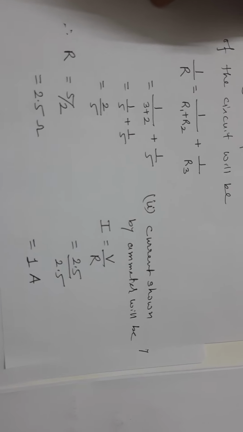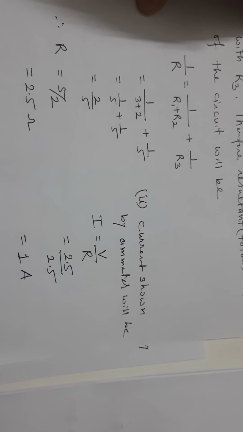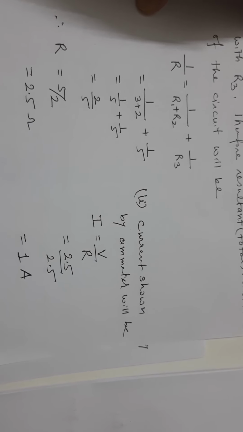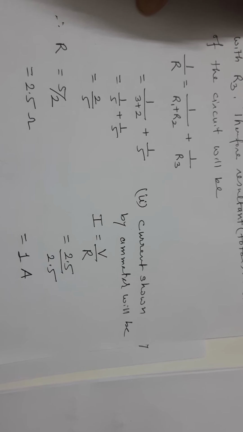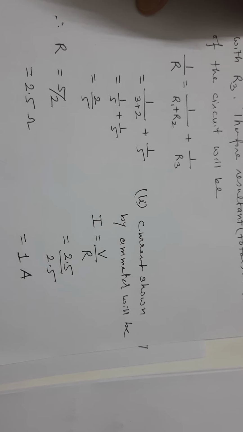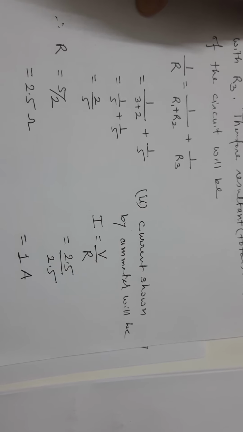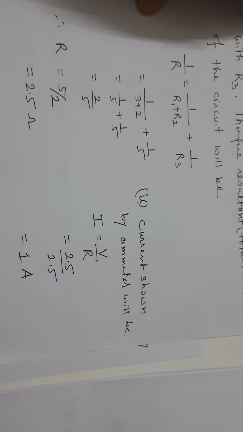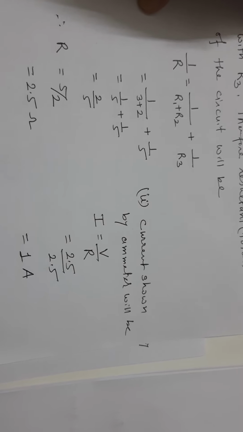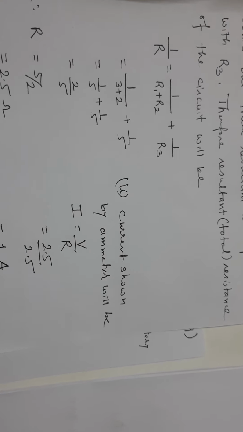So the current shown by the ammeter will be, by Ohm's law, I is equal to V upon R. So 2.5 is the voltage of the battery, and 2.5 is the resultant resistance that we have calculated. So 2.5 upon 2.5 will give us 1 ampere. Total 1 ampere current is passing through the circuit, or through the ammeter, or it is recorded by the ammeter.